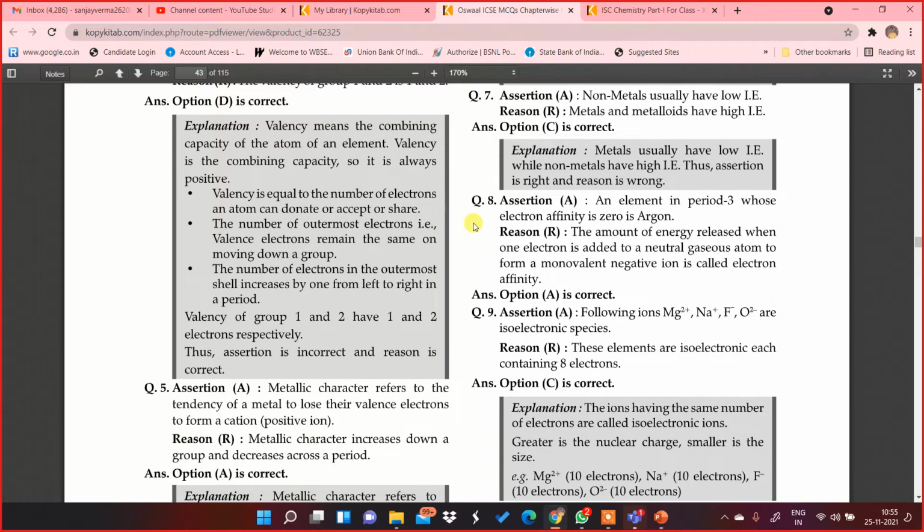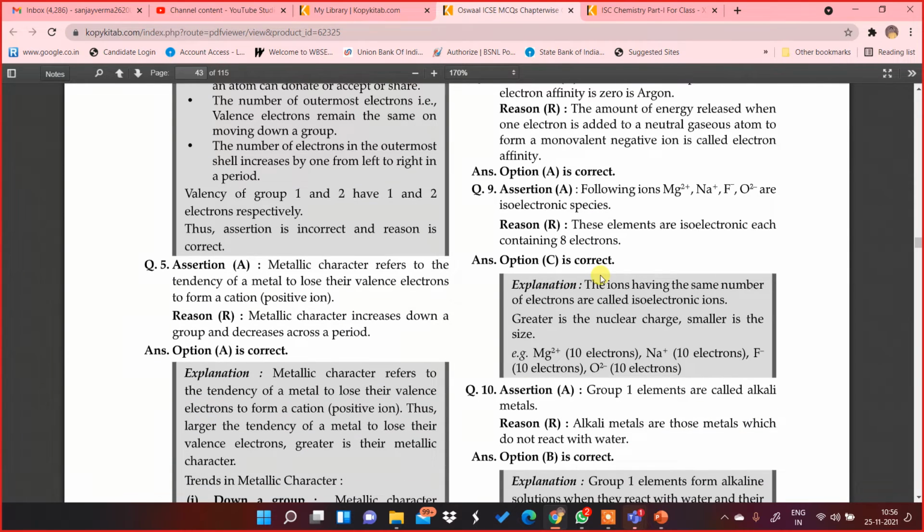Then question number 8. Assertion A: an element in period 3, with 3 shells, whose electron affinity is 0 is argon. Helium, neon, argon, correct? Reason R: the amount of energy released when one electron is added to a neutral gaseous atom to form a monovalent negative ion is called electron affinity. So that's fine. Both A and R are true and R is the correct reasoning of A. So option A is correct. That was question number 8.